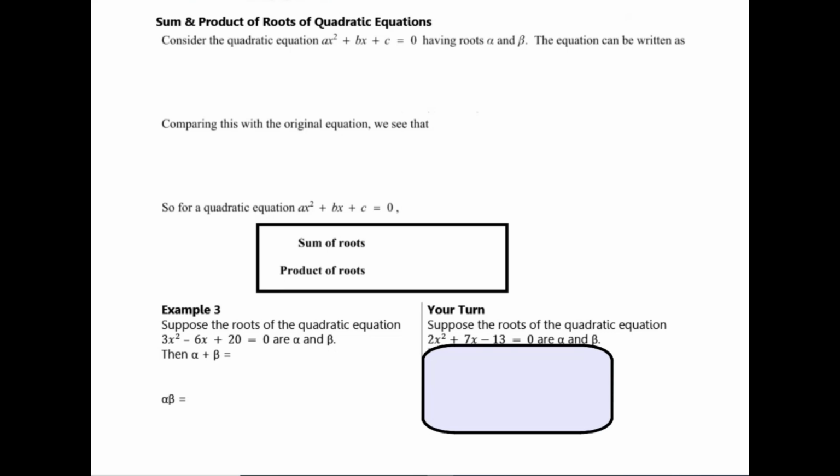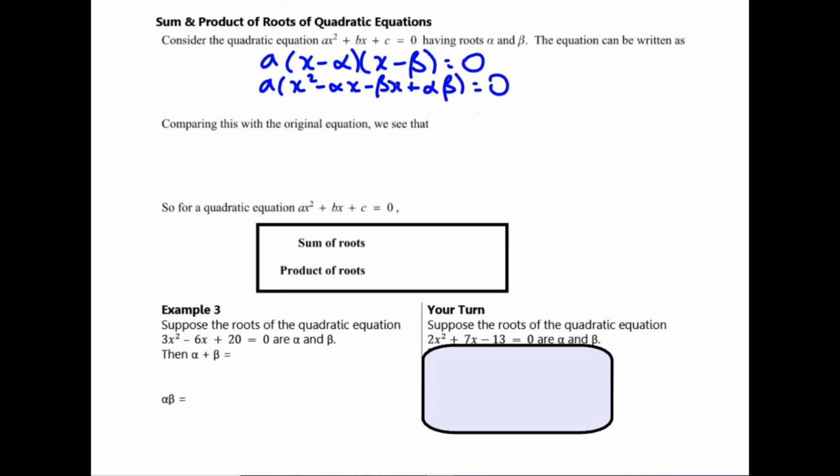Let's start off with a quadratic that has roots alpha and beta. We can write it like this. So I can write it in brackets with x minus alpha and x minus beta. If that's equal to 0, I don't know if there was a number at the front of there, so I'm just going to call that a. And all I'm going to do from here is just expand that out. I'll get x squared minus alpha x minus beta x plus alpha beta equals 0.